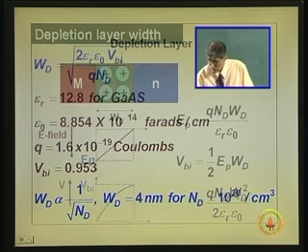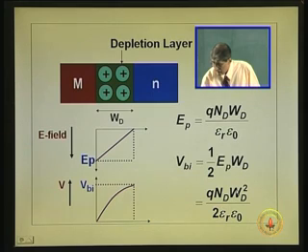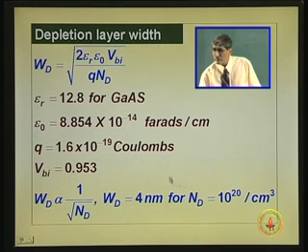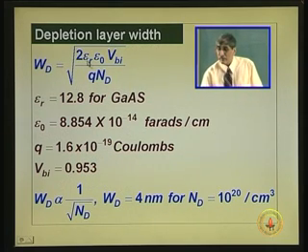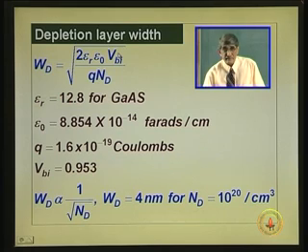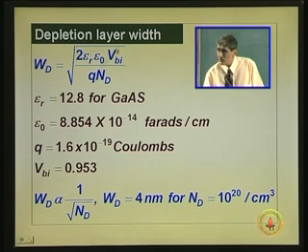So, just using that expression here, W D is the square root of that quantity. Now, you can see V B I is fixed at 0.953; a marginal change will be there with the doping, because it varies logarithmically with the doping. So, almost constant. So, if I increase the doping, W D will fall.